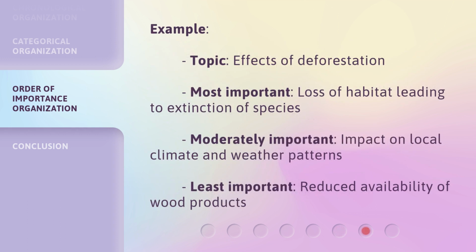Example: topic: effects of deforestation. Most important: loss of habitat leading to extinction of species. Moderately important: impact on local climate and weather patterns. Least important: reduced availability of wood products.